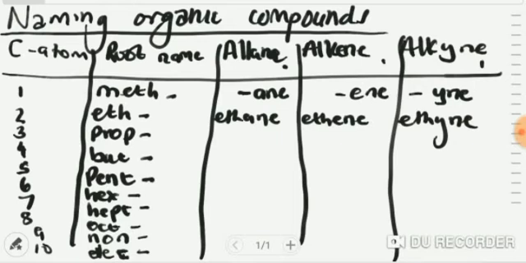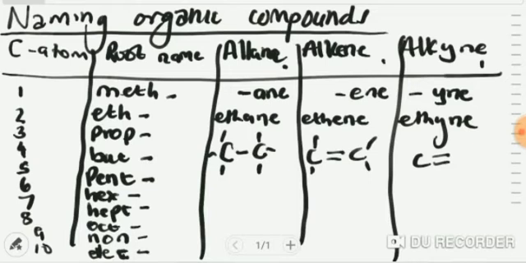So alkanes are hydrocarbons which contain single bonds in between the carbon and the carbon only. So they are called saturated. While alkenes contain double bonds in between the carbons. They are called unsaturated, and alkynes have triple bonds.